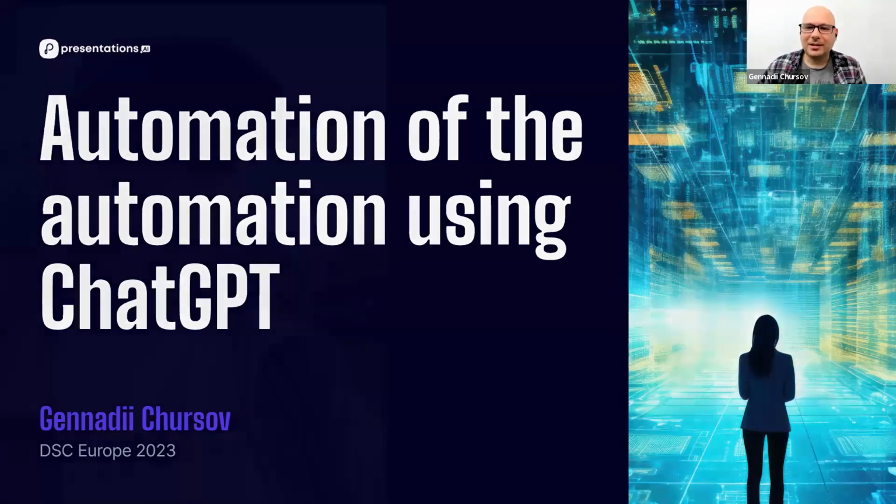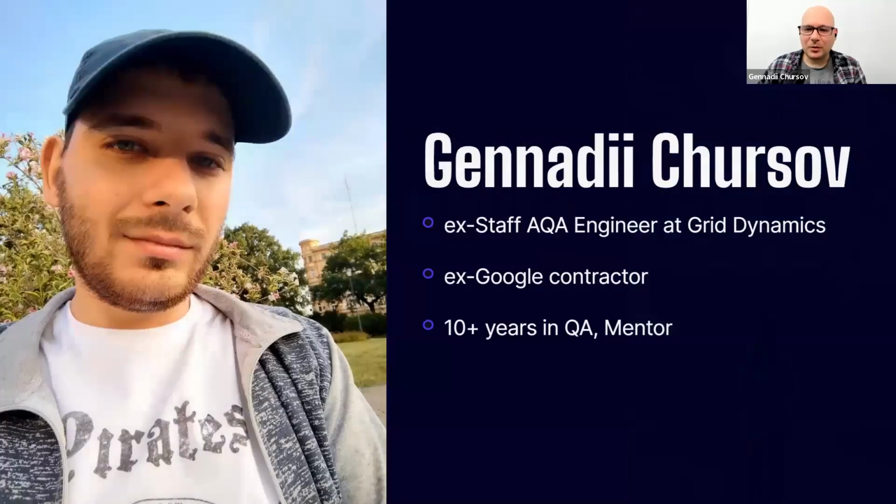So let me start the description of who I am. I'm a QA engineer with more than 10 years of experience. I'm an ex-staff automation quality assurance engineer at Grid Dynamics here in Serbia. Also an ex-Google contractor.